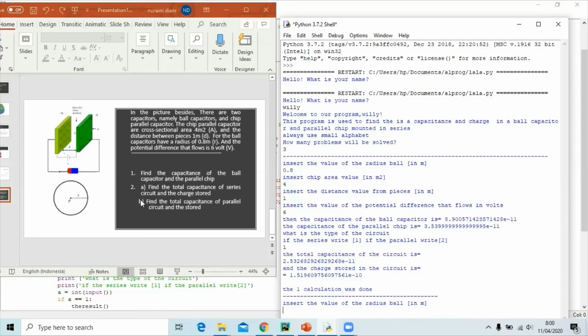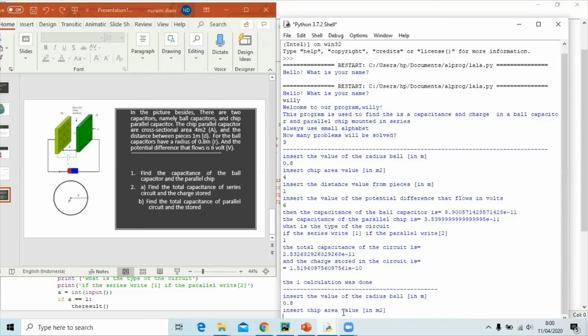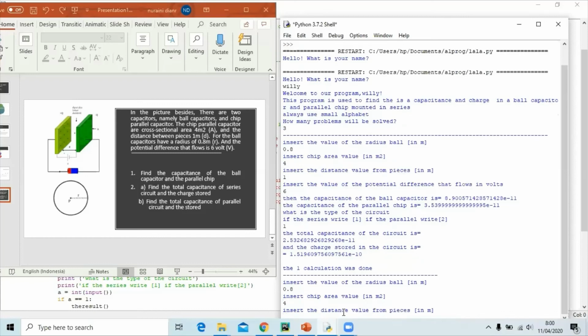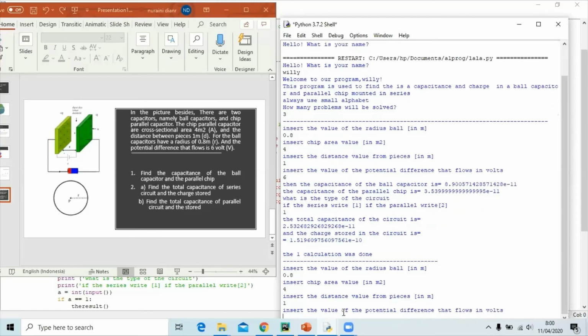And we must put the radius again, 0.8, and then 4 meter square, and the value pieces is 1 meter, and potential difference is 6.